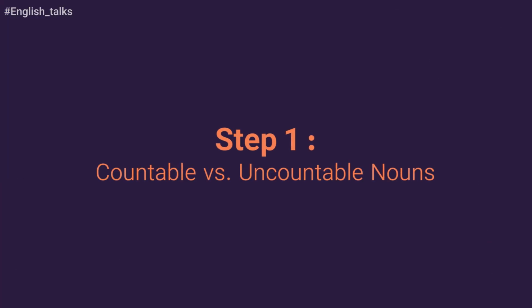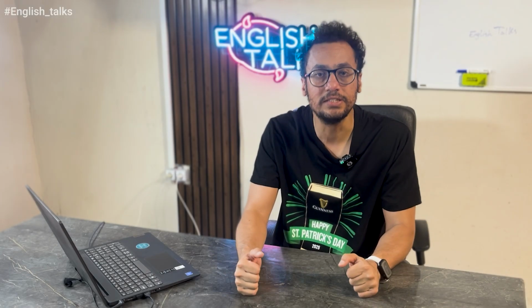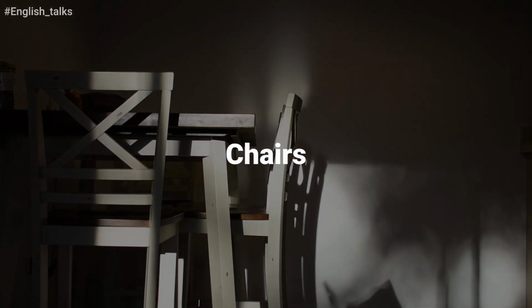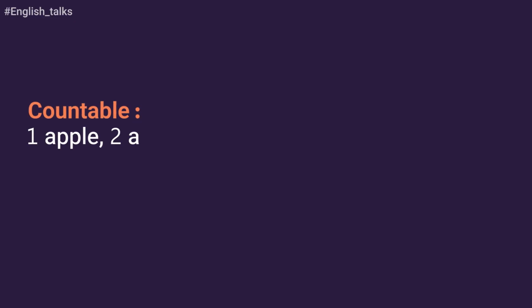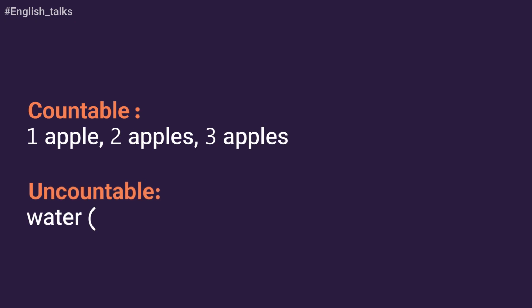Step 1. Countable versus uncountable nouns. In English, some nouns are countable. We can count them. For example, apples, chairs, books. Other nouns are uncountable. We cannot count them. For example, water, money, sugar. For example, countable: 1 apple, 2 apples, 3 apples, and for uncountable, water. We cannot say 2 waters. This difference is very important because much and many depend on it.